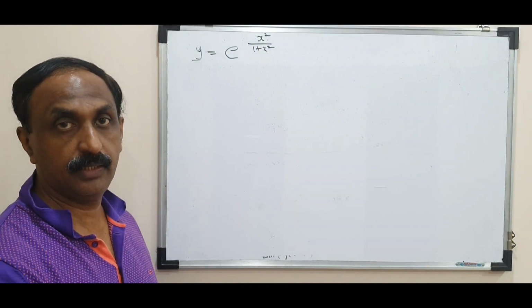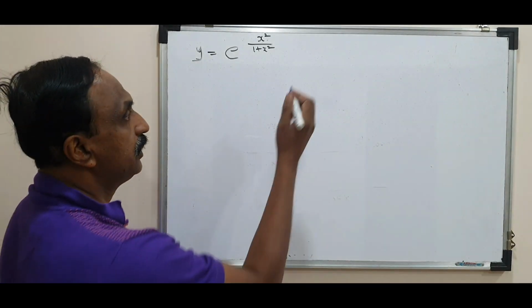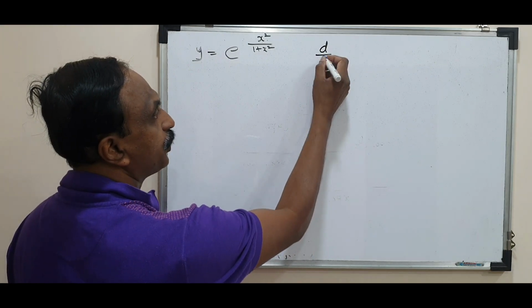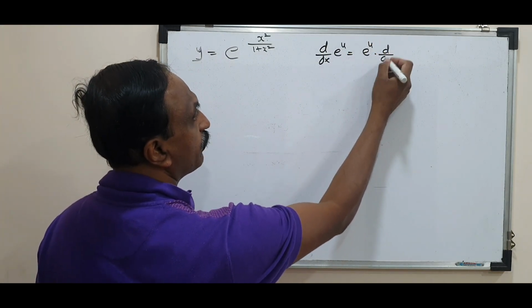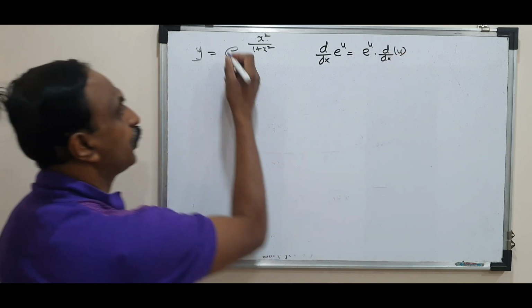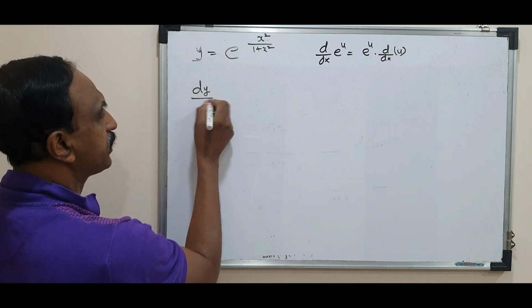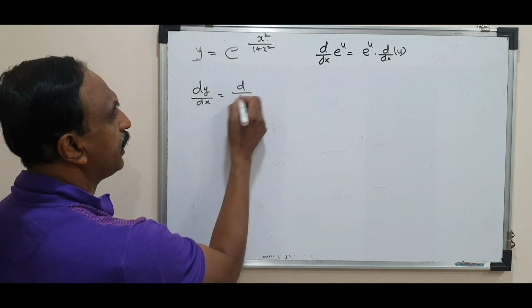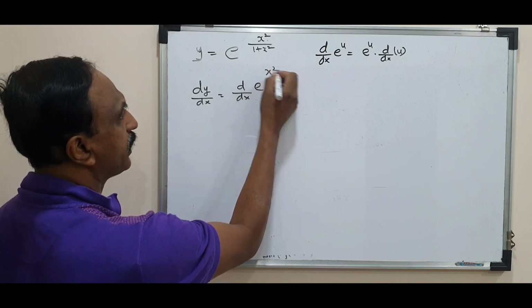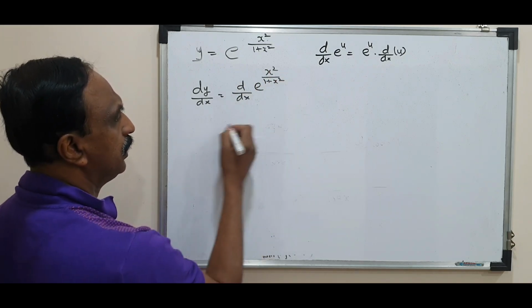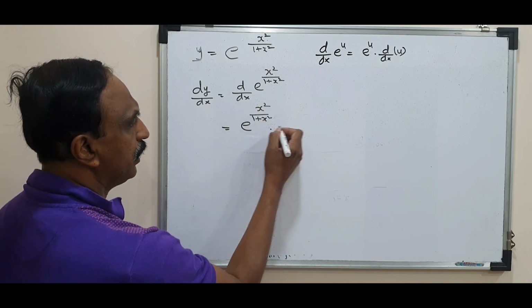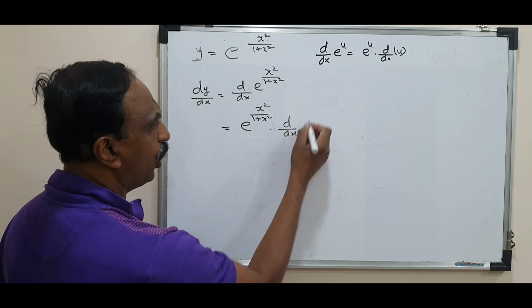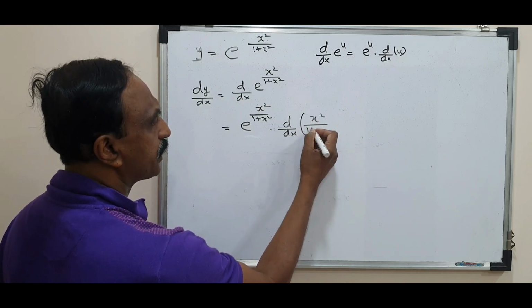Now, derivative of e raised to x square upon 1 plus x square. First we'll have to apply the derivative of e raised to u, which is e raised to u into the derivative of the power u. So your answer will be dy by dx is equal to d by dx of e raised to x square upon 1 plus x square, which will be e raised to x square upon 1 plus x square into d by dx of x square upon 1 plus x square.